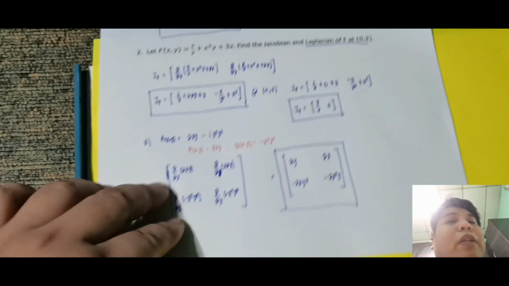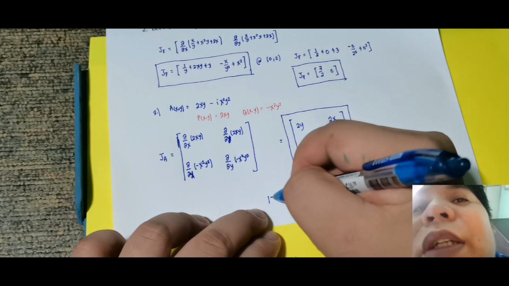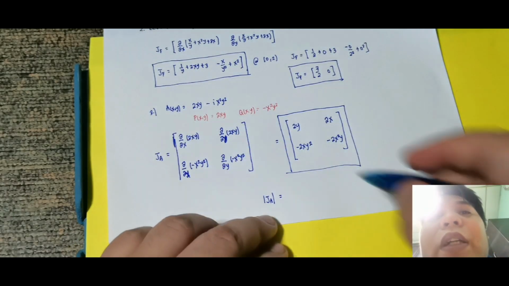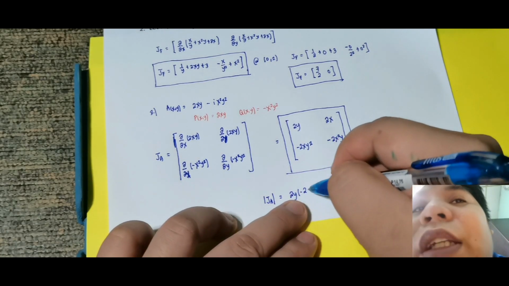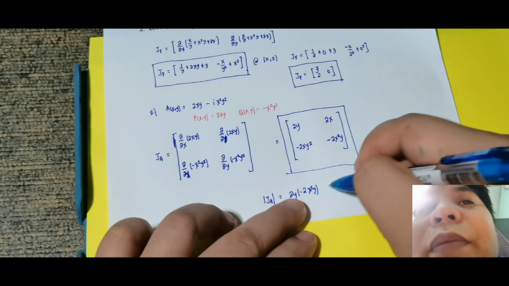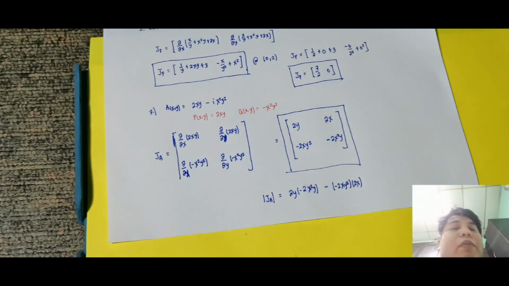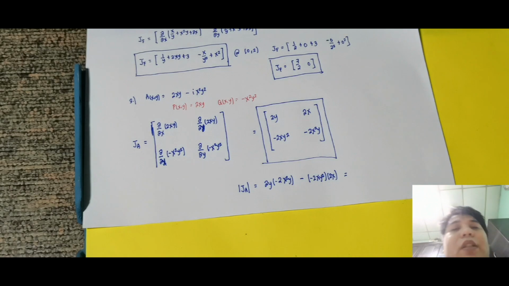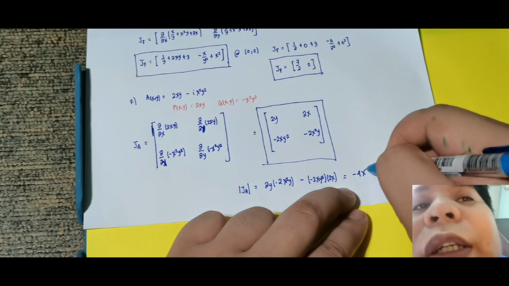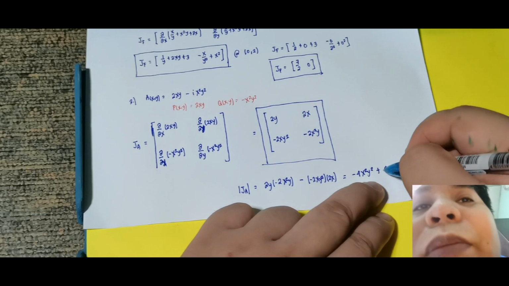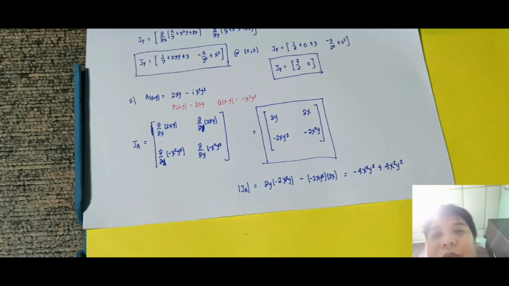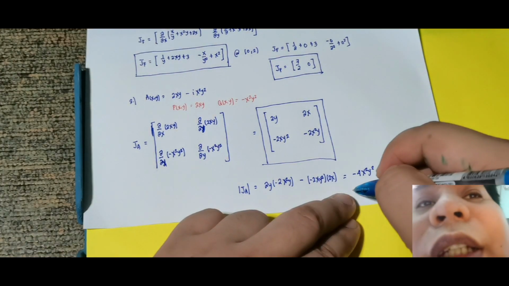So kung gusto mo kunin yung determinant, ano yung magiging determinant niyan? Magiging determinant of J sub A natin is equal to 2y times negative 2x squared y, minus negative 2x y squared times 2x. Which is equal sa negative 4 x squared y squared plus 4 x squared y squared. Tama ba? Check ko lang. Tama naman. Since that is negative, therefore this is equal sa 0.